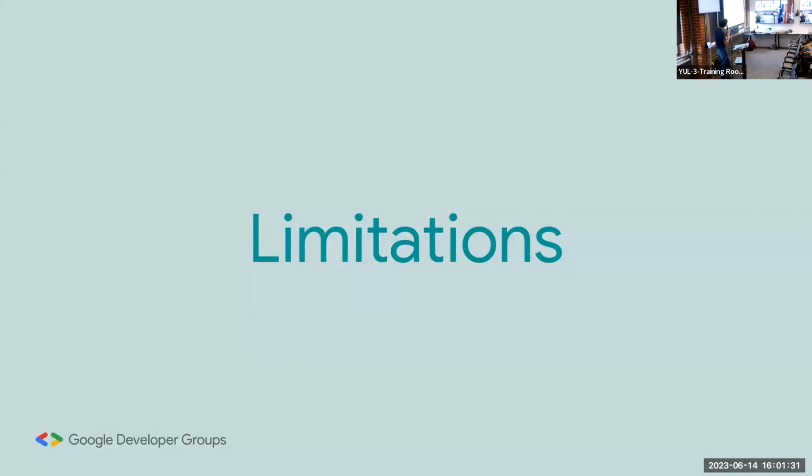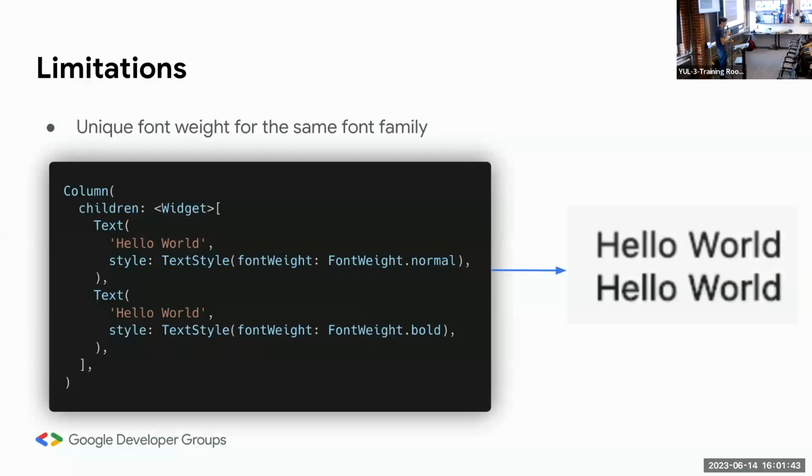Last part: is it all unicorns, rainbows, pink, wonderful world? Well, no, there are some limitations. A couple of them. One is it doesn't support font weight. Well, it supports font weight, but there is a huge restriction saying that you can have only one font weight per font family. So if I want this code to display well in my simulator or emulator, one line is regular, one line is bold, but in the golden image, it renders like this.